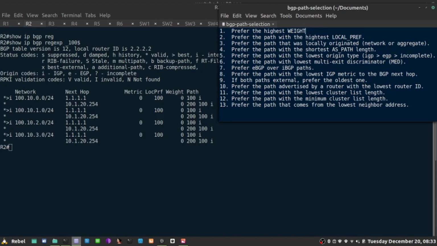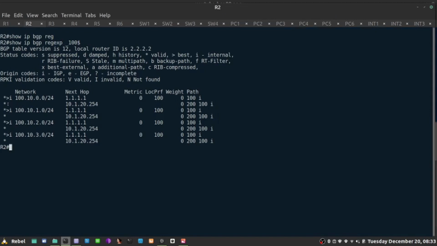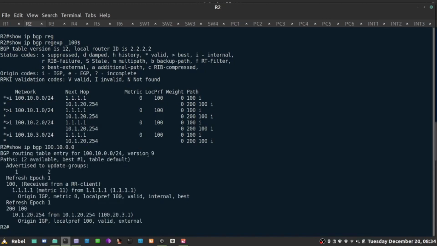If that is equal, the next thing the router tests is to prefer the path with the highest local preference. The local preference for those prefixes is 100. The one learned over eBGP here is not showing the value, but if we look closer with show ip bgp for one of them, we will see that the local preference is 100 in both cases. This is from R1: this is the next hop R1, this is the peer address, and this is the router ID of the peer.